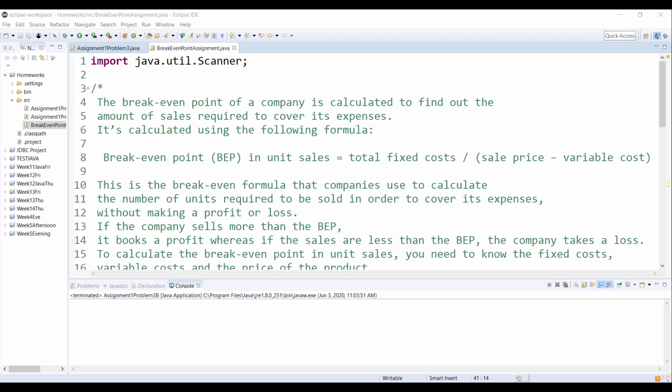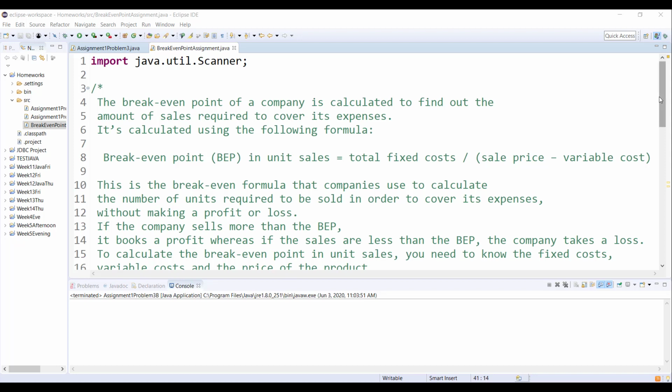So if the company sells more than the BEP, its books will show profit. If it sells less than the BEP, its books will show a loss. And the break-even point is where the company will produce just enough to break even.